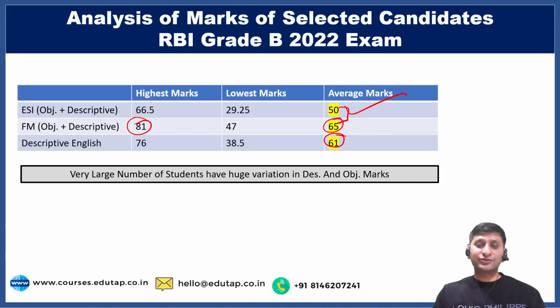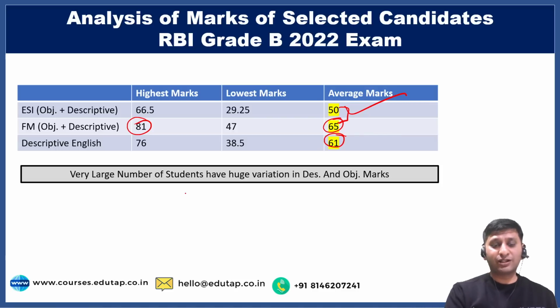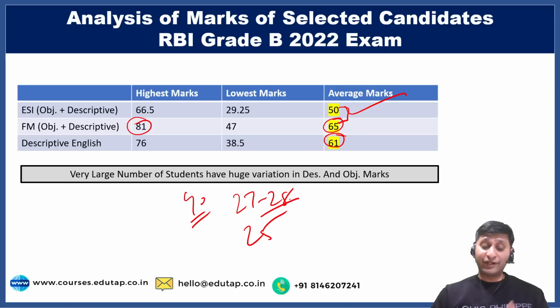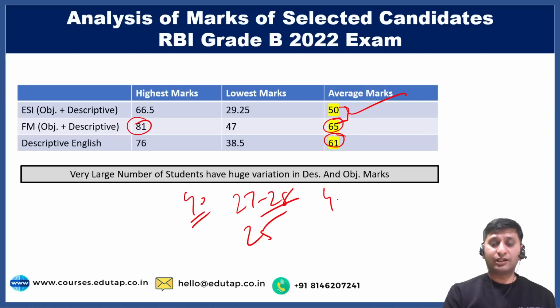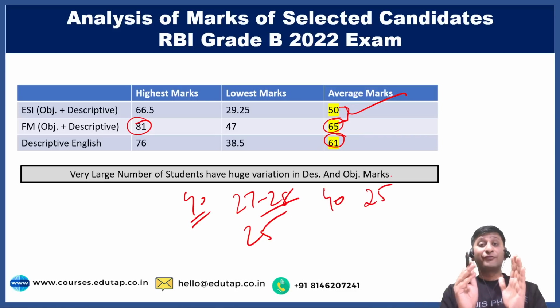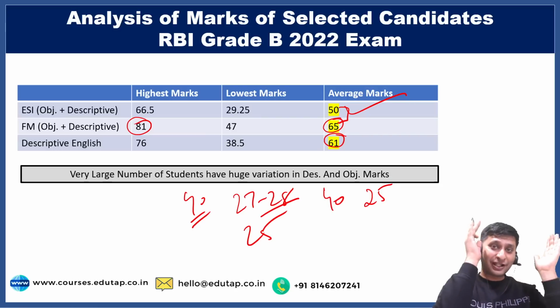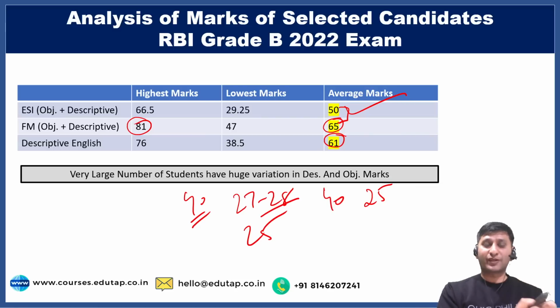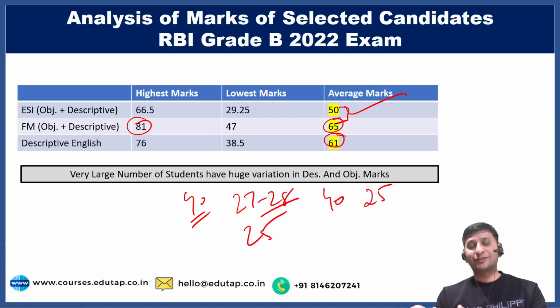बट आई हैव सीन लॉट ऑफ स्टूडेंट्स दिस ईयर ऑल्सो जिनके, जैसे सपोज कीजिए, ऑब्जेक्टिव में 40 मार्क्स हैं एंड डिस्क्रिप्टिव में उनके होंगे 27, 28, 25, या फिर डिस्क्रिप्टिव में उनके 40 हैं, ऑब्जेक्टिव में होंगे 25. So I've seen lot of students where I can see the variation between the objective section of the same paper and the descriptive section of the same paper is huge.